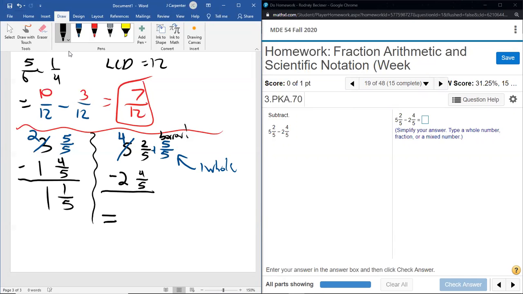So let's say this is equal to, now it's 4 7/5 minus 2 4/5. 7 minus 4 is 3. Keep the denominator. 4 minus 2 is 2. Boom.